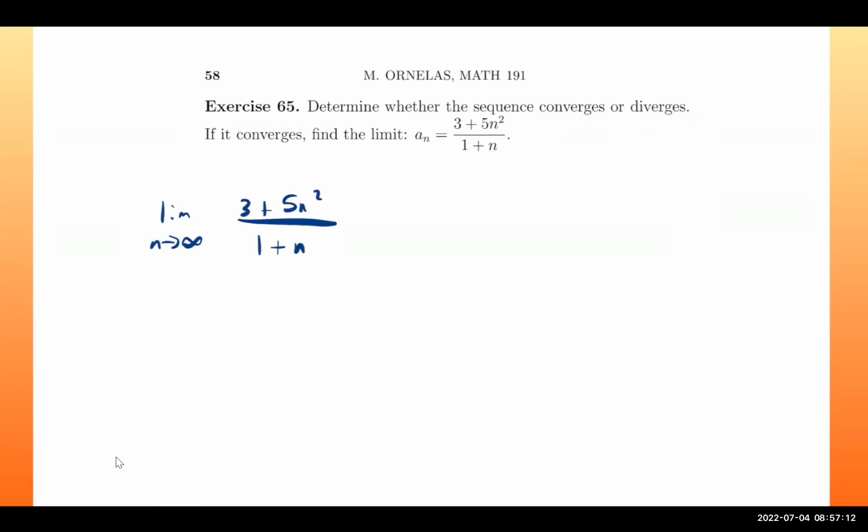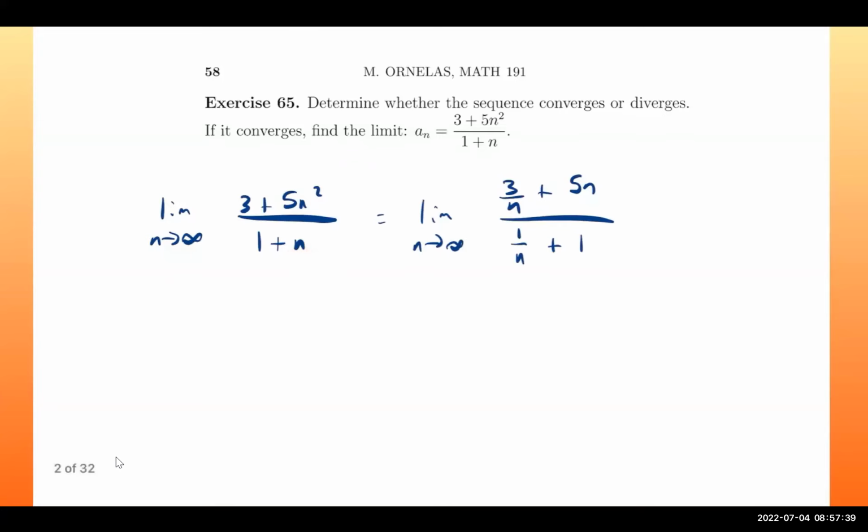So whenever you have a limit like this, you always want to divide by the highest power of the denominator, which in this case is n to the 1. So that means this is going to be the same thing as dividing everything by n. If you divide that by n, you're just going to get 5n. And if you divide n by n, you get 1. So as n approaches infinity, this term will go to 0, this term will go to 0, this term will go to infinity. So you're going to have infinity over 1, which is infinity, which means that this sequence diverges.